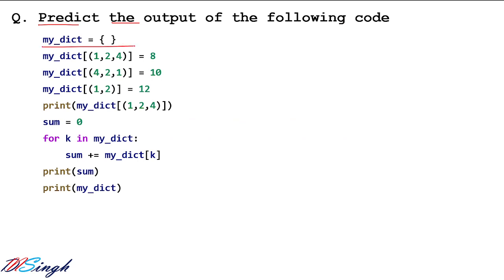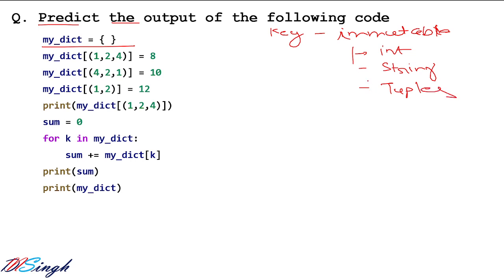So we have a dictionary here, and for that dictionary you can have keys which are of immutable type. Immutable type keys are allowed. What does immutable mean? You can have integers, floats or strings as keys, or you can have tuples as keys, because these all are immutable. So here we have one key and the value associated with it, another key and its value, and another key and the value associated with it.